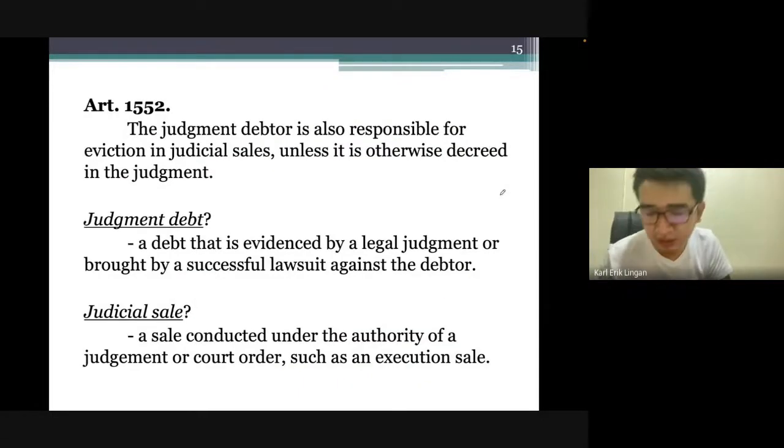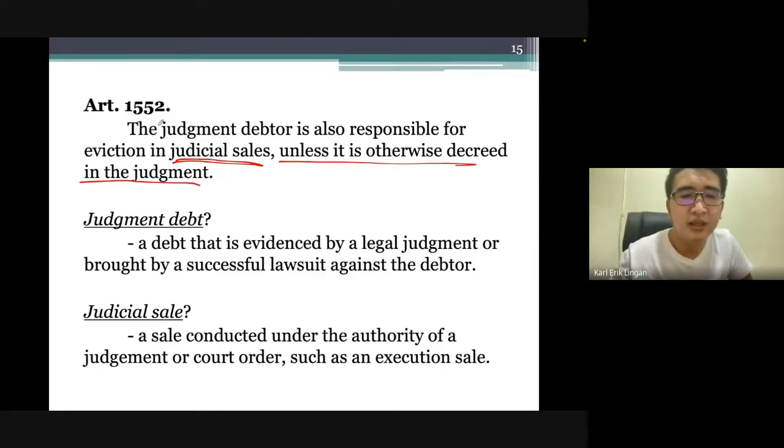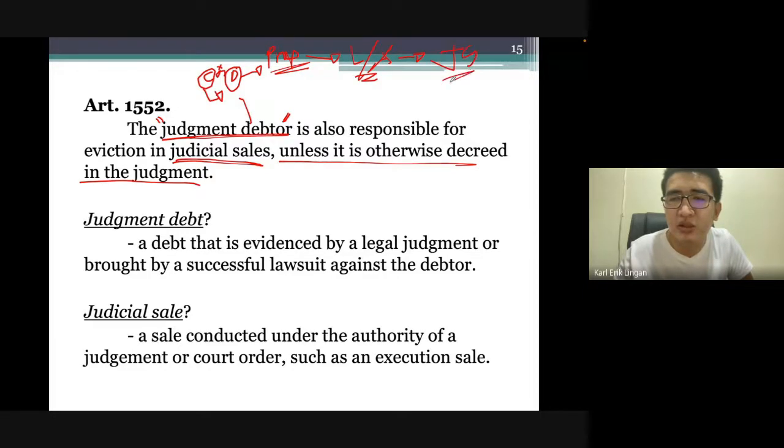Article 1552. The judgment debtor is also responsible for eviction in judicial sales unless it is otherwise decreed in the judgment. Of course, as what we have discussed before, as what I have clarified before, when you say judgment debtor, when there is a debtor, there is a creditor. Okay? This means the debtor was not able to pay his debt to the creditor. Now, the creditor, since he lent to the debtor, filed a case against the debtor. Now, since the debtor has no means to pay but has properties, the creditor can have them levied or attached to be sold. That is what we call a judicial sale.